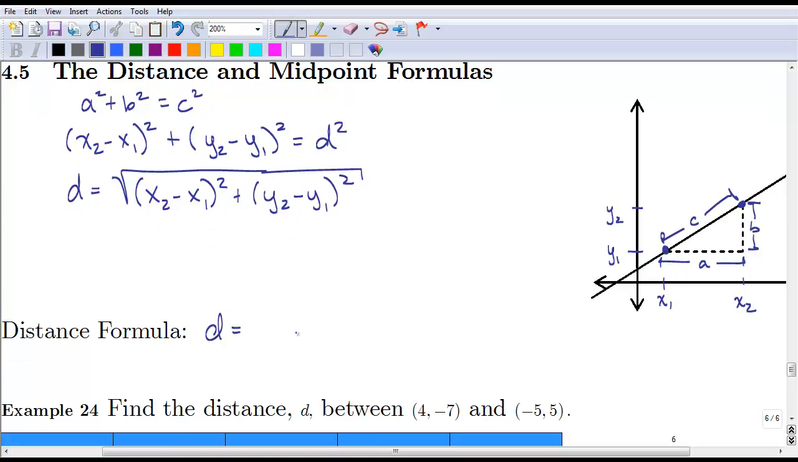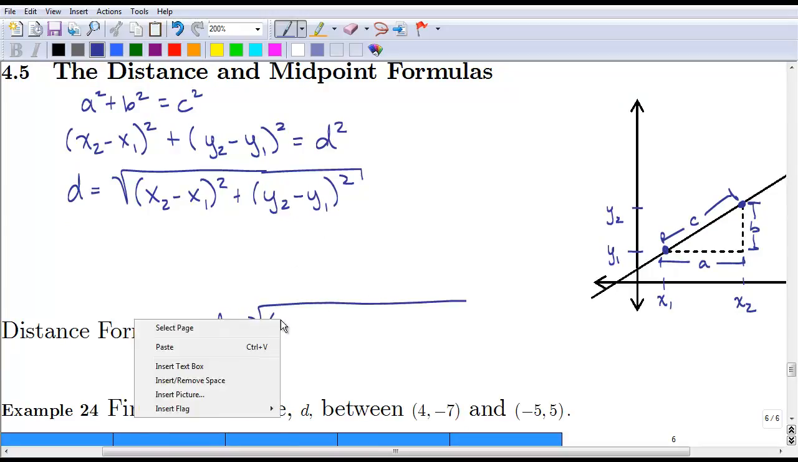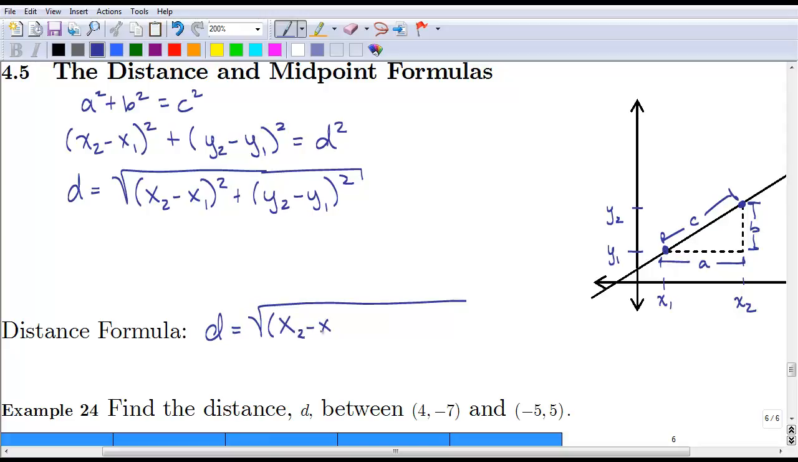I'll rewrite it down here just so we see it a few times. It is the square root of the quantity (x2 minus x1) squared plus (y2 minus y1) squared. That is our distance formula. This will allow us to find the distance between any 2 points in the Cartesian plane.